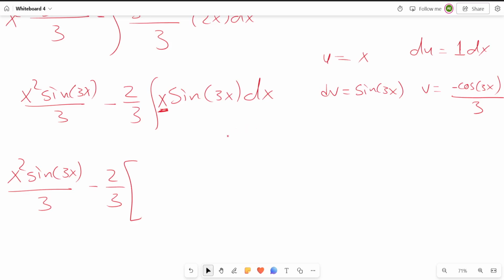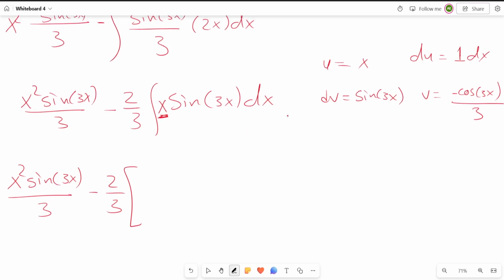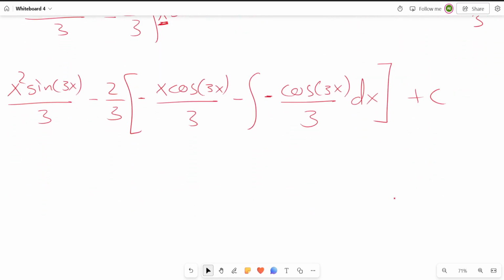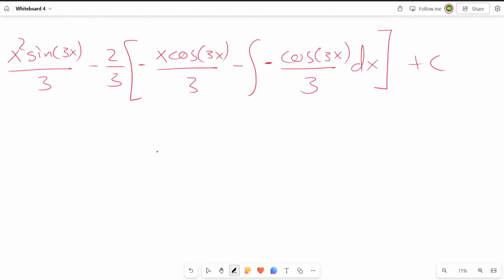I'm going to use the integration by parts formula once again. So it's uv, so it's x times negative cosine 3x over 3. So I'm going to put in negative x cosine 3x over 3 minus the integration of v du. So negative cosine 3x over 3 du is basically 1 times dx. And then I have a constant of integration outside. Over here, I can simplify.